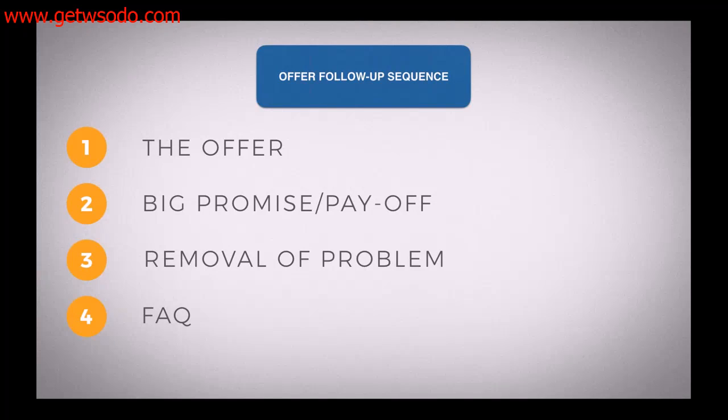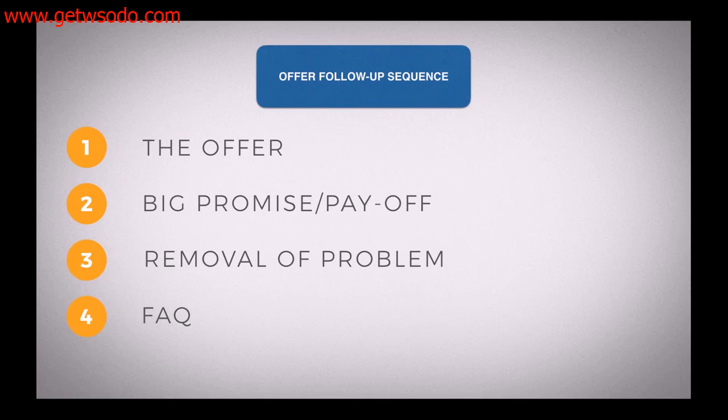Oftentimes when we include a powerful risk reversal, a powerful guarantee, we'll ask some sort of question related to the guarantee, like, can I really get my money back anytime? Can I really download everything or use everything and still get my money back? Right? And so we're asking a question that allows us to focus on a benefit, a payoff. These 4 emails make up our typical offer follow-up sequence.